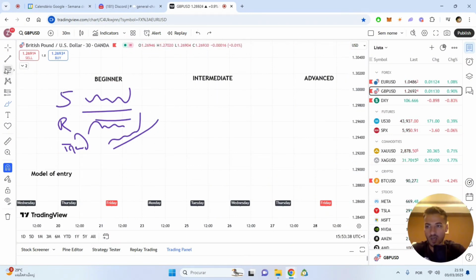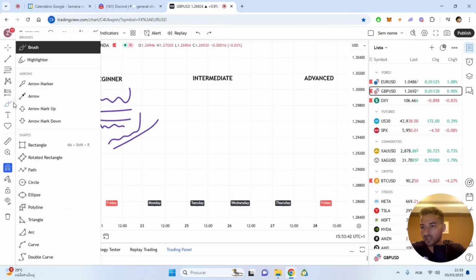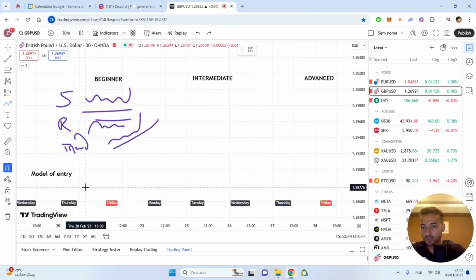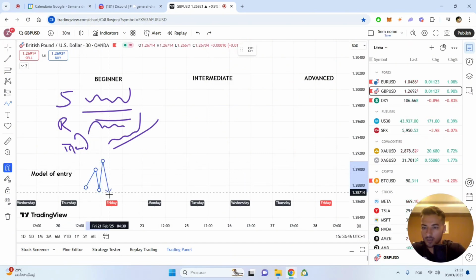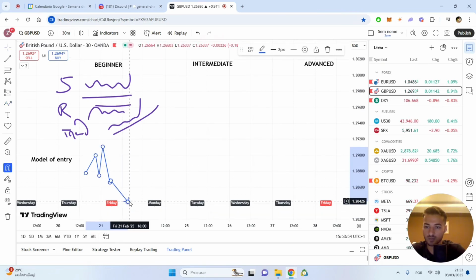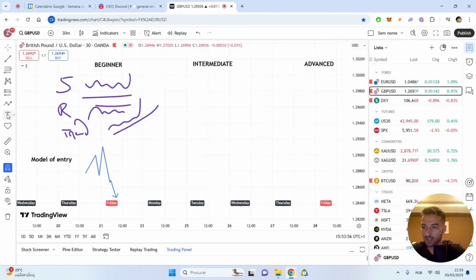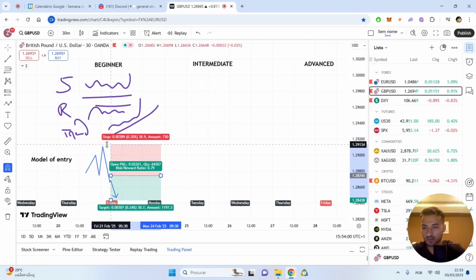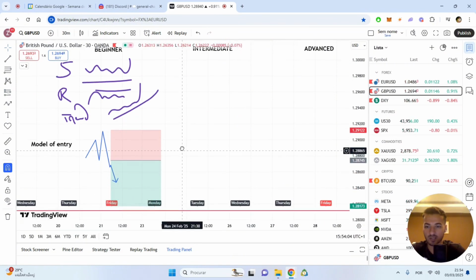Okay, and the model of entry, I'm not quite sure, but let's say the beginner model of entry is a simple breaker structure, and they place themselves on a stop order. For example, let's say the entry model is this. They place themselves on stop order on the entire block, something like this.